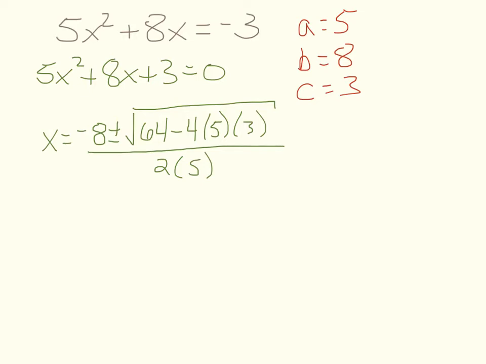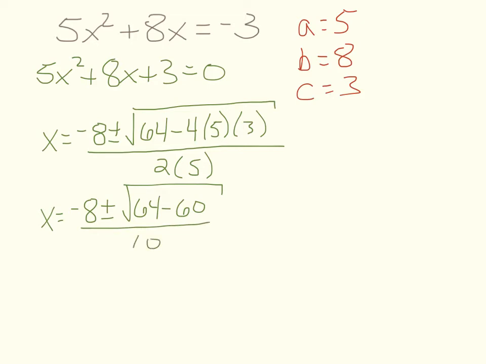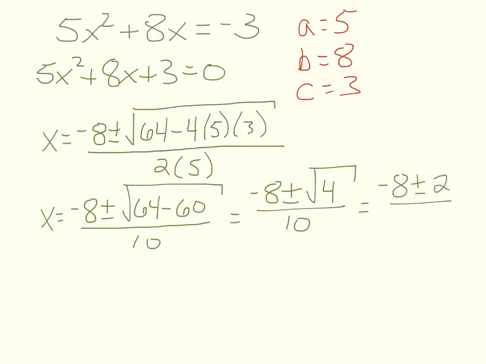Okay, and again, we're just going to go and simplify everything from here. So x equals negative 8 plus or minus the square root of 64 minus 60. And that's all over 10. That simplifies to negative 8 plus or minus the square root of 4 all over 10, which is negative 8 plus or minus 2 over 10.